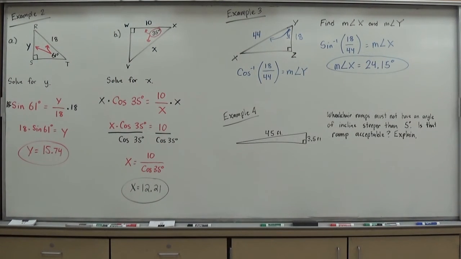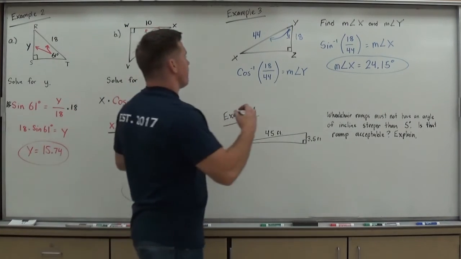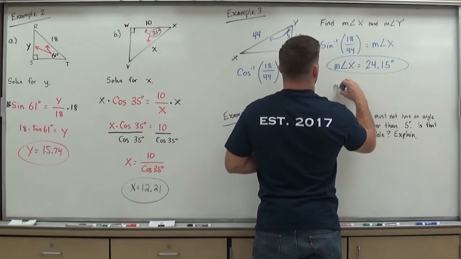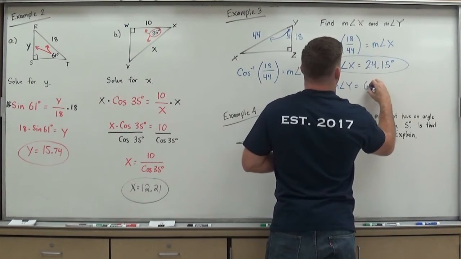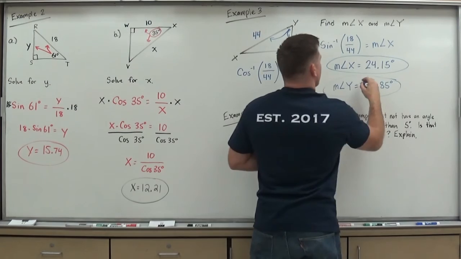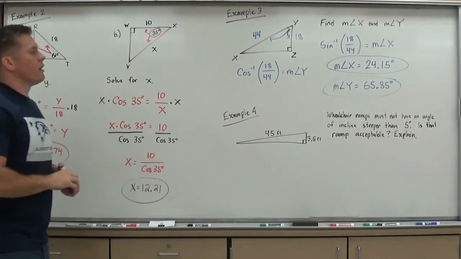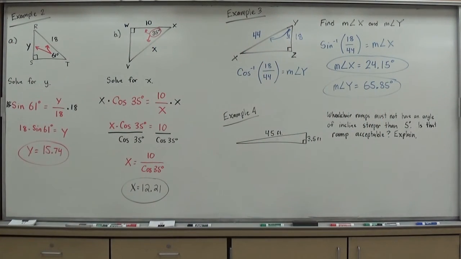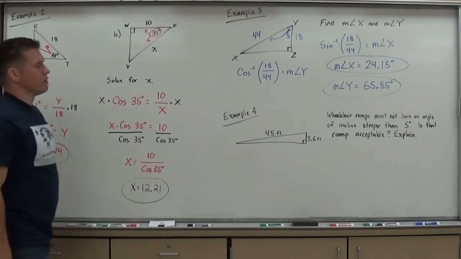Second inverse, adjacent 18 over hypotenuse 44, and I get 65.85. And if we check, add those together, that's 90. They do indeed hold together and get the sum.